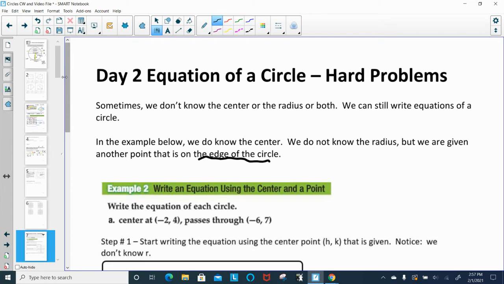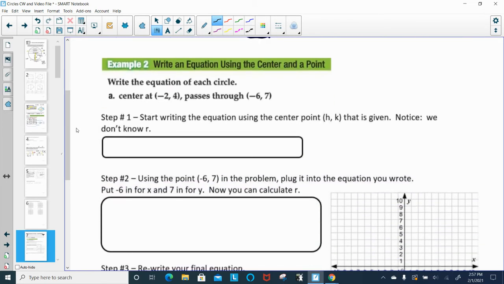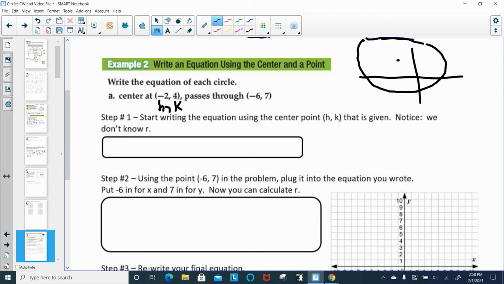All right, so I'm going to scroll down here. It says example 2, write an equation using the center and a point. So it says that the center point is -2, 4, and I'm going to label that. That's my H and my K. So I'm still dealing with an H and a K, but now I have a point that it passes through. So if I were going to graph this, -2, 4, that's my center, and -6, 7, it's a circle that kind of looks like this, and I'm probably not going to be able to get it all on the screen, but that's what it looks like. We just don't know what this R is. So if we knew that R, we'd be really happy, but there are some ways we can do this.